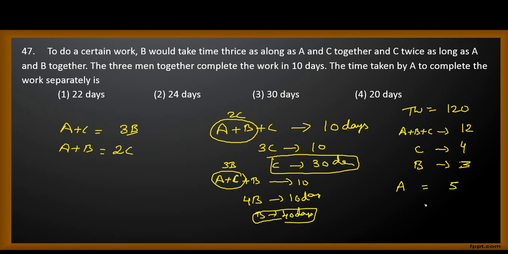Now if A alone works, how much time will A take? So total work 120 divided by the number of units per day that A will do, which is 5. So 120 by 5 is 24. So the answer is 24, option 2.